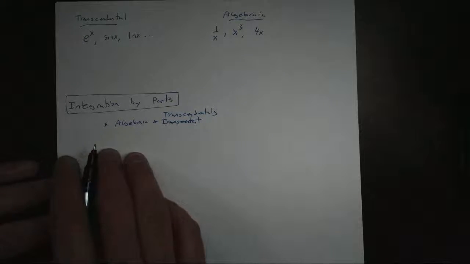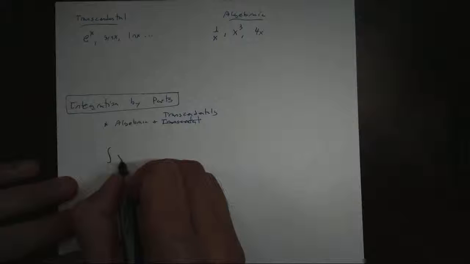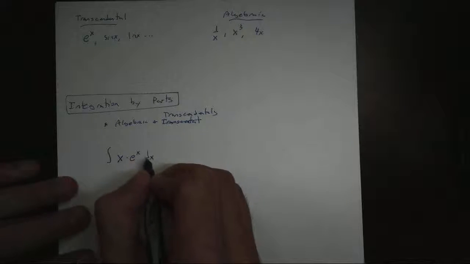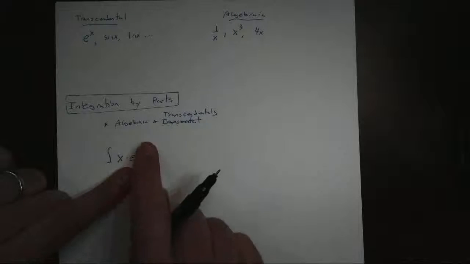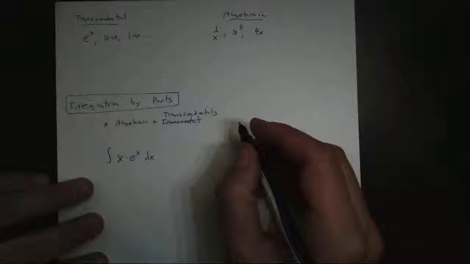Now there's a rule for us. So let's go back to a kind of a simple example. Let's say we have the function x times e to the x dx, and I want to integrate this. Use substitution clearly won't work. So we're going to use our rule for today.